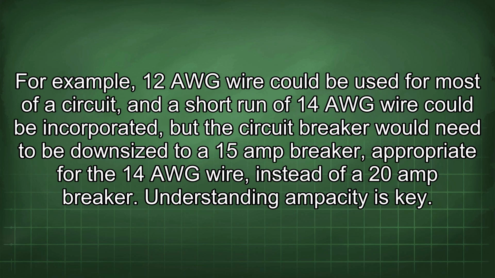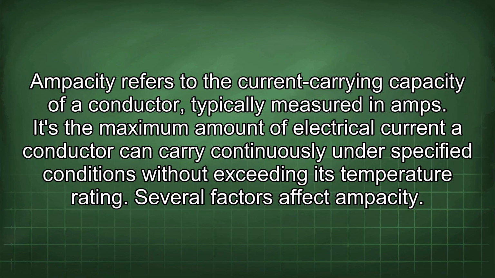For example, 12 AWG wire could be used for most of a circuit, and a short run of 14 AWG wire could be incorporated, but the circuit breaker would need to be downsized to a 15 amp breaker, appropriate for the 14 AWG wire, instead of a 20 amp breaker. Understanding ampacity is key. Ampacity refers to the current carrying capacity of a conductor, typically measured in amps. It's the maximum amount of electrical current a conductor can carry continuously under specified conditions without exceeding its temperature rating.